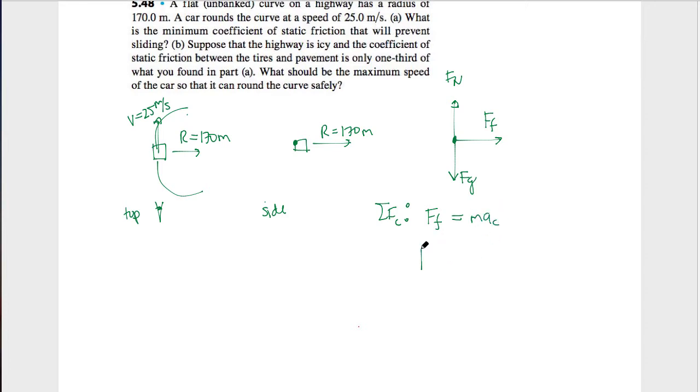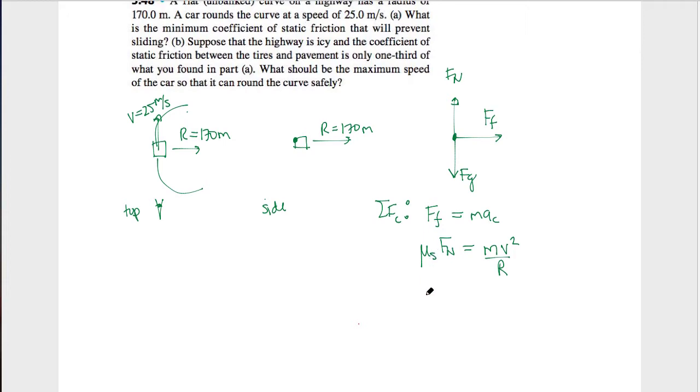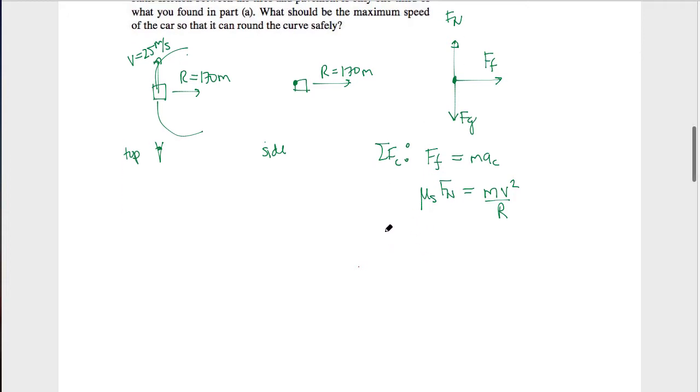Or I can rewrite this as mu times the coefficient of static friction, as it hints in the question, times the normal force is equal to m times v squared over r. So that's my centripetal force summation.